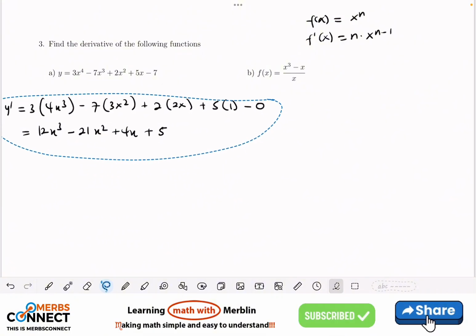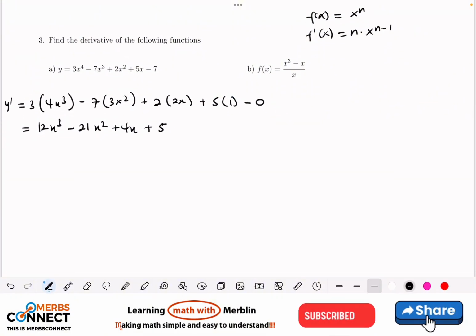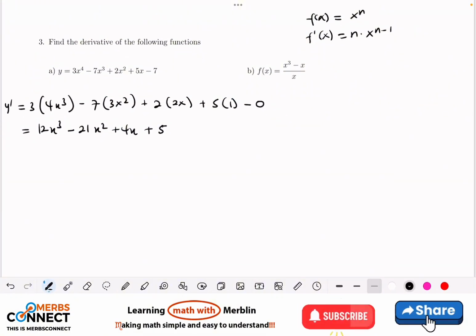So let me shift this one here small. Now let's look at b. Because we want to use the power rule, I will try and simplify this function. So this is the same as x to the power 3 divided by x minus x divided by x, right? Since the function is divided by x, I can split them into x cubed divided by x minus x divided by x. And this is going to give us x squared minus 1. Good. So now this is our new f of x by doing the simplification.